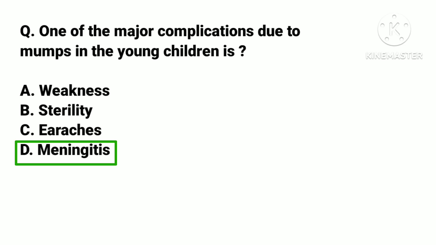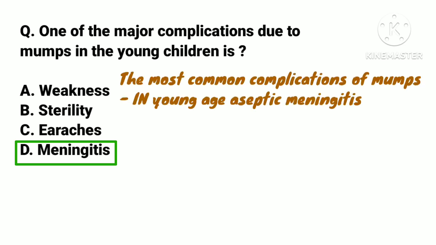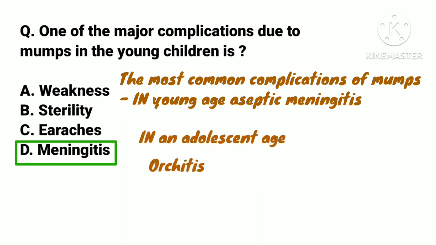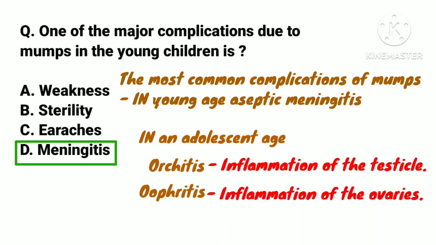Meningitis. The most common complication of mumps in young children is aseptic meningitis, but in adolescents, orchitis and oophoritis are major complications. Oophoritis is an inflammation of the ovaries. Orchitis is an inflammation of the testicles.